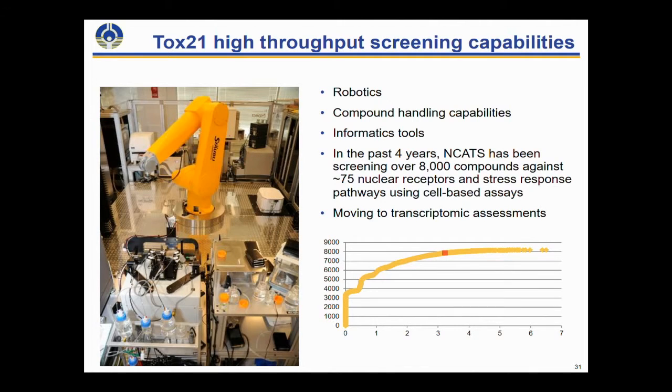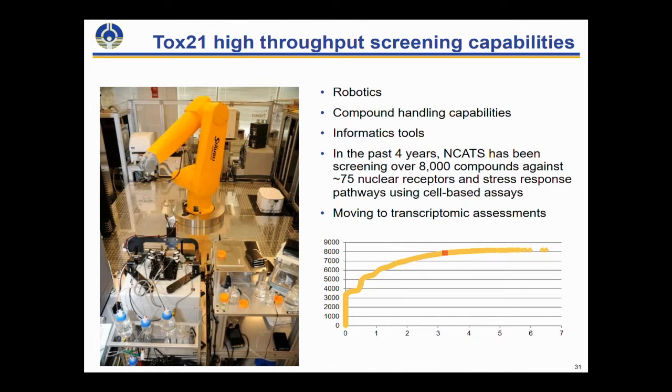So the Tox21 high throughput screening capabilities have been described earlier, so we're not going to have to do that, but this is a picture of the National Center for Advancing Translational Sciences, where we carry out our Tox21 screening program. This is a robotic activity. They have remarkable compound handling capabilities and informatic tools, and we've been screening over 8,000 compounds against, it's now about 75 nuclear receptors and stress response pathways using cell-based assays.